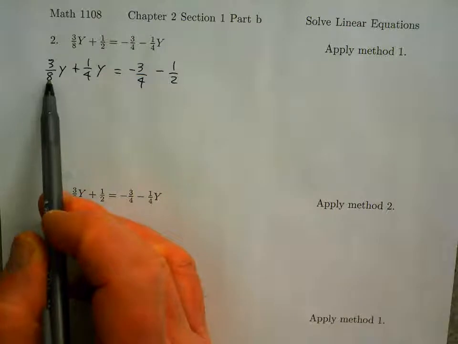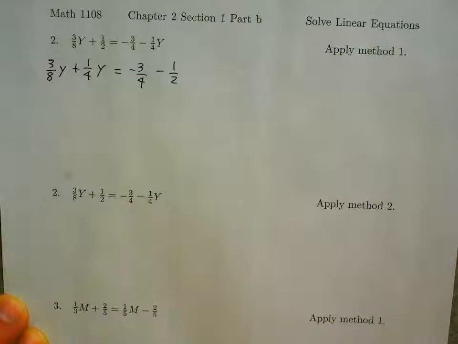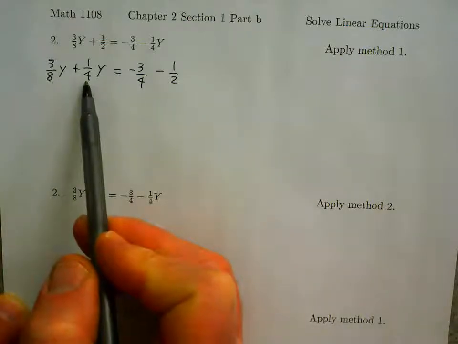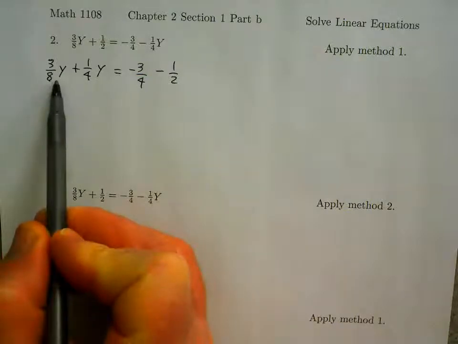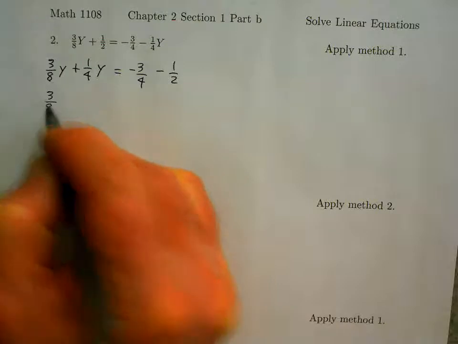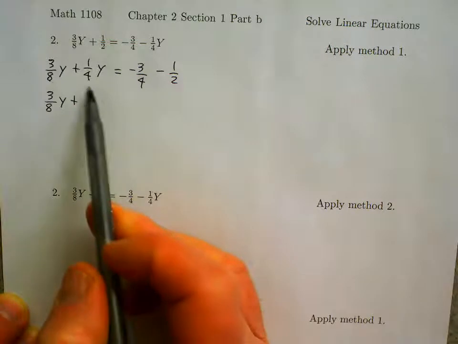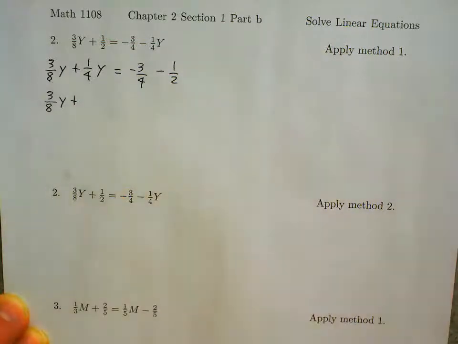So the two denominators are 8 and 4. So what's the least common multiple of 8 and 4? 8. Yeah, the least common multiple is 8. 8 times 1 is 8, and 4 times 2 is 8. So this term, 3/8 y, stays the way it is because it already has the common denominator. And instead of 1/4 y, what do we want in its place? 2/8. Yeah, 2/8 y.